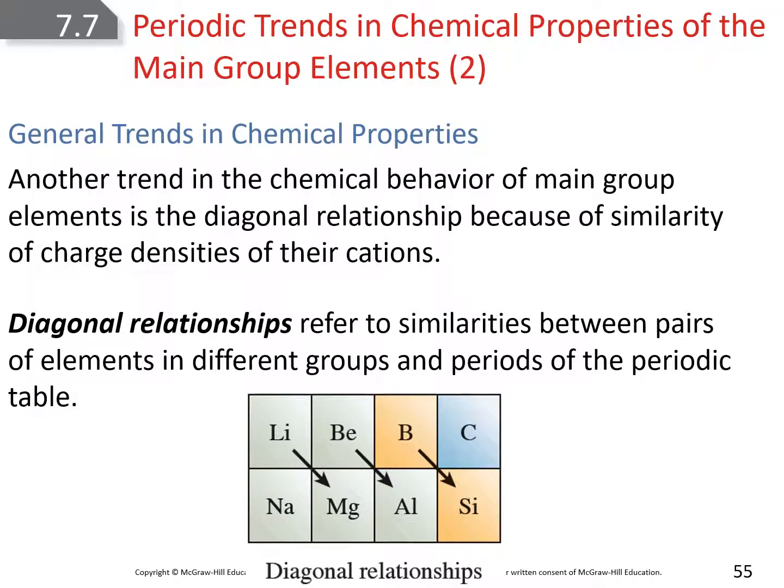One of the last relationships we have is the diagonal relationship. This is talking about relationships between elements that are diagonal from each other. The reason they're similar in their behavior and their characteristics is because of charge densities. We will get into charge densities of their cations later in the semester. Just know it exists.